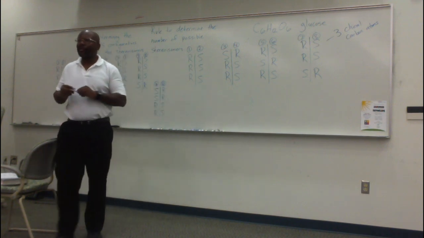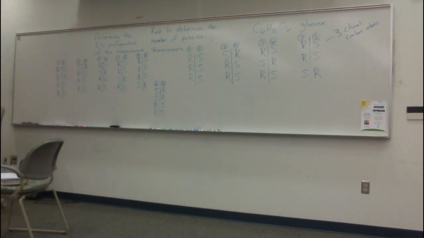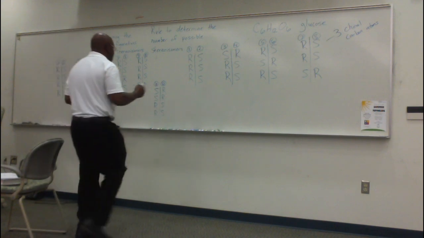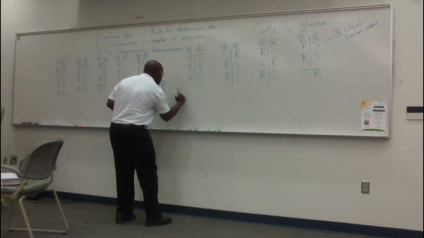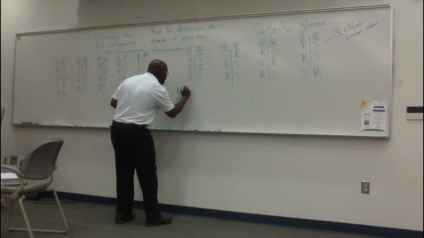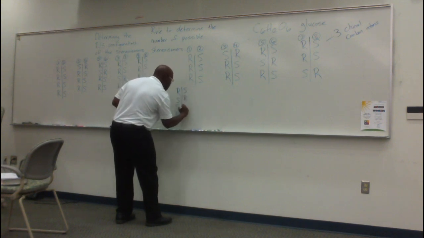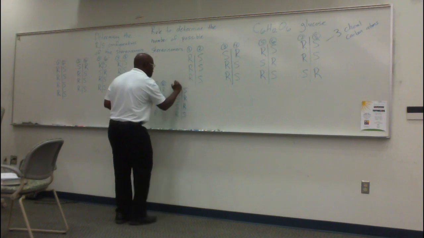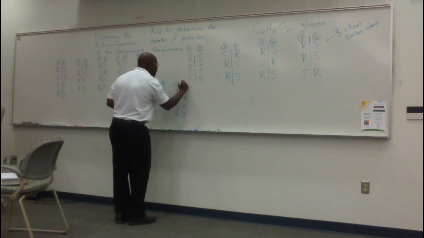Since I changed my first two, next I'm going to change my middle two. R, S, S, R. Mirror would be S, R, R, S. 13 and 14.